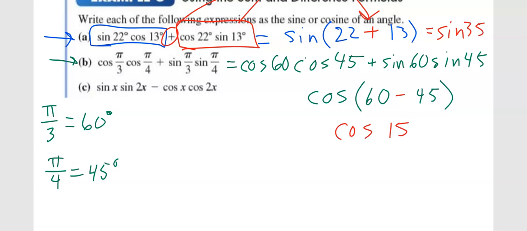Cosine 15 is the answer to that question. No, I'm not asking you to come up with the value of the cosine of 15. That's a different question. That's more like example 1. This question is asking you to simplify it, put it together.